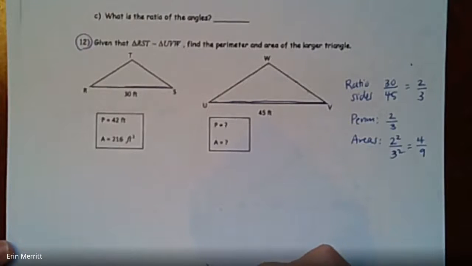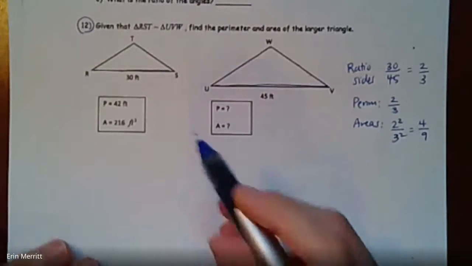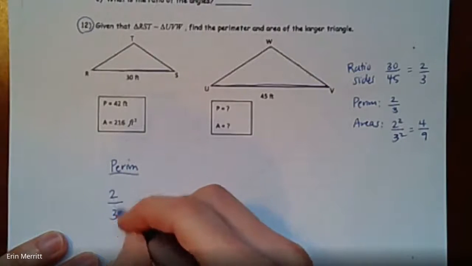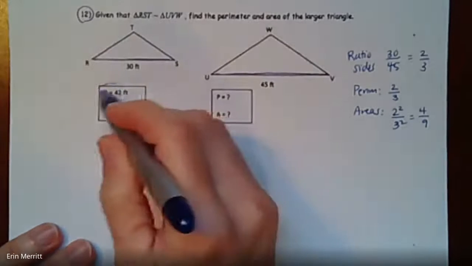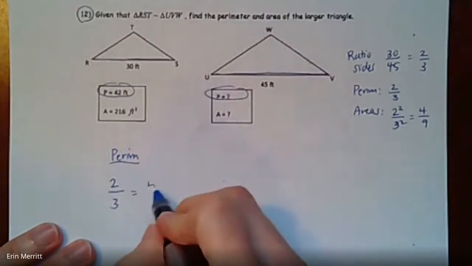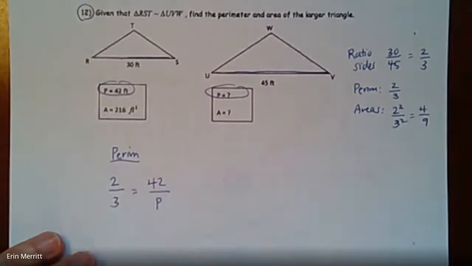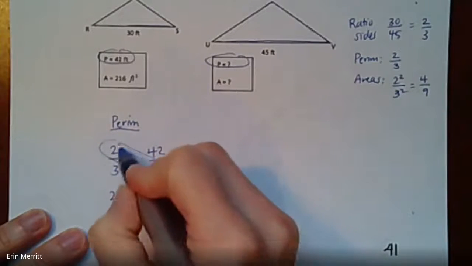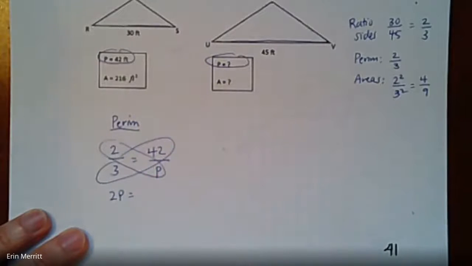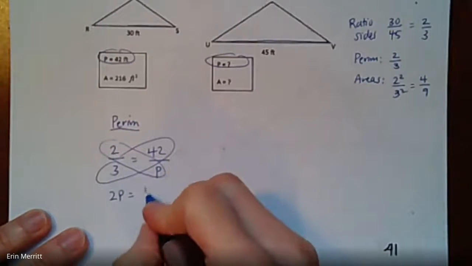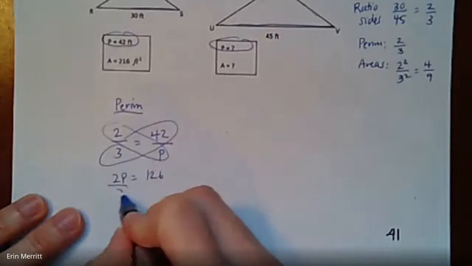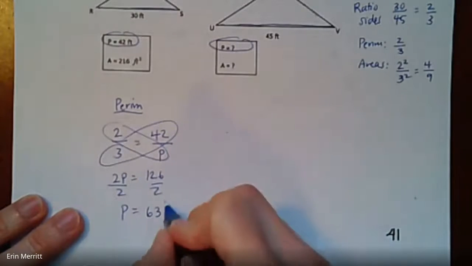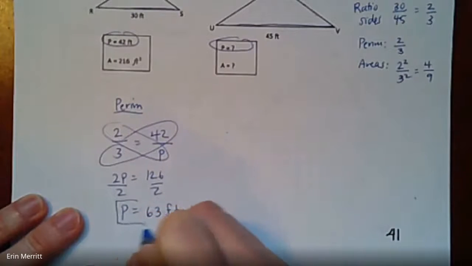All right, now when you go to set it up, just make sure you're paying attention to the order. So for the perimeters, smaller triangle to bigger triangle is 2 to 3. Smaller perimeter to the bigger perimeter would be 42, and then to P. You can simply cross multiply, so 2P, and then 3 times 42. That'll give us 126. And then divide by 2. That's going to give us 63. And the label should be feet.